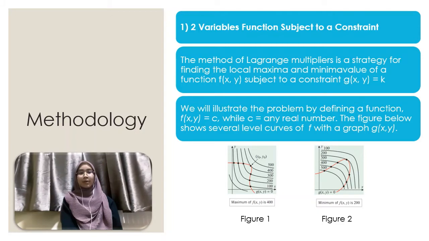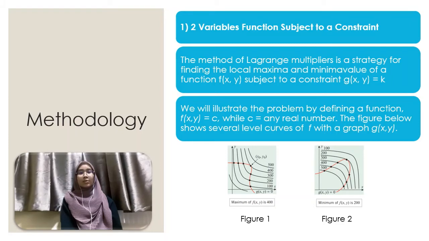Okay, I will explain the methodology. In my report, I explain three methods of Lagrange multipliers. The method of Lagrange is a strategy to find the local maxima and minima values of a function f(x, y) subject to a constraint g(x, y) equal to k. This method refers to two variable functions subject to a constraint. We just use x and y.